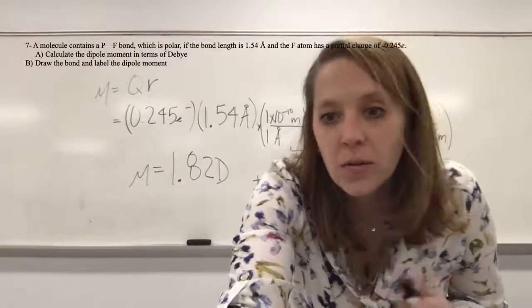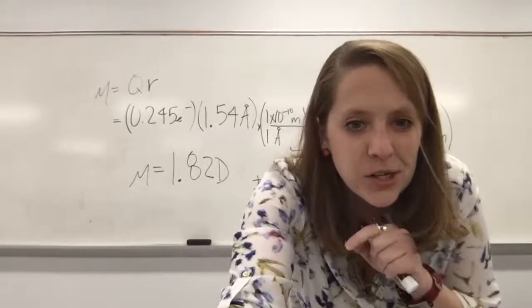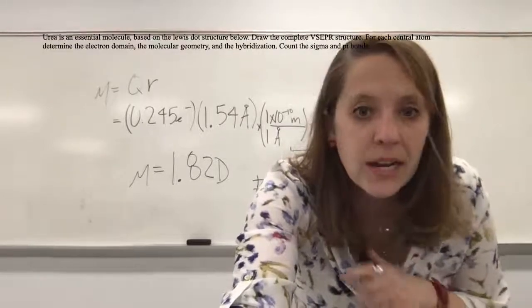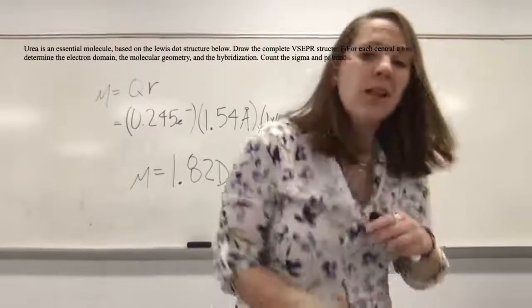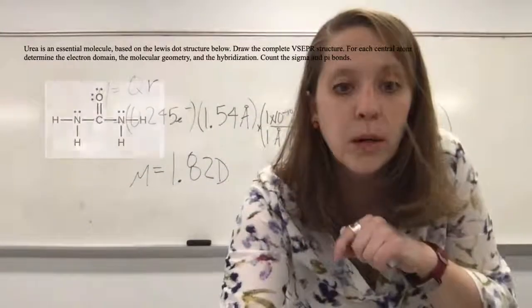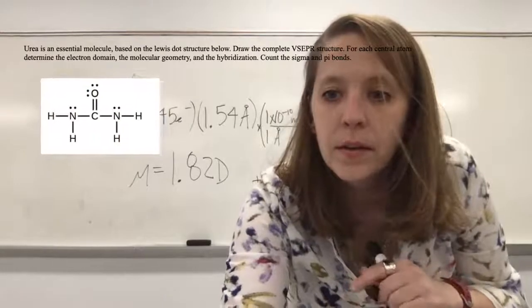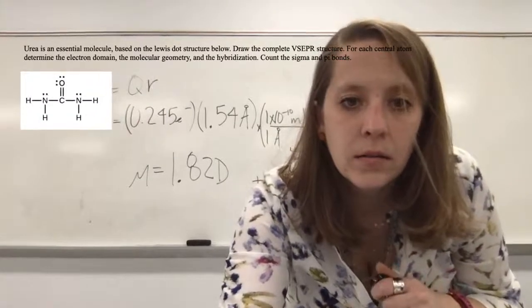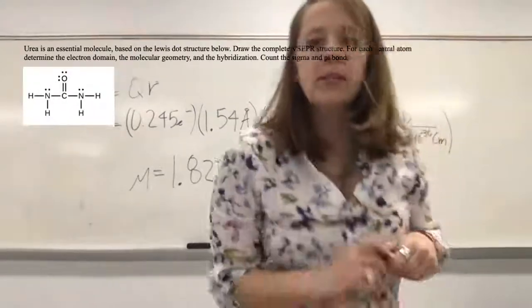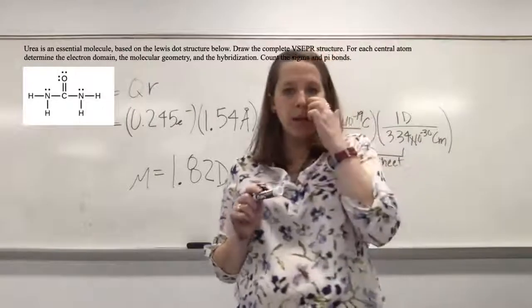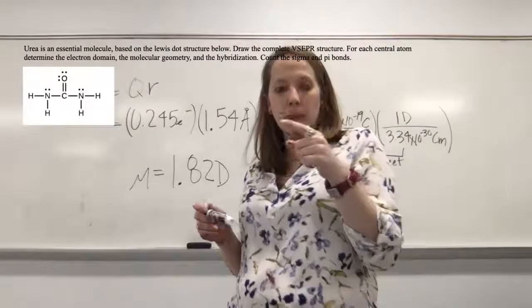While you guys think about it, our last question today is about urea. Urea is an essential molecule. You find it in lots of biological systems. Based on the Lewis dot structure that I'm about to put up, we are going to ask for the central atoms to determine the electron domain, the molecular domain, and the hybridization, then count the sigma and pi bonds.